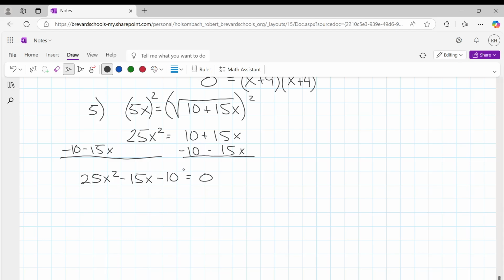Now, in a trinomial where everything is divisible by the same thing, this 25, 15, and 10 are all divisible by 5. So we can divide both sides by 5. And we're going to get 5x squared minus 3x minus 2 is equal to 0. And then we've got to factor this 5x squared minus 3x minus 2.